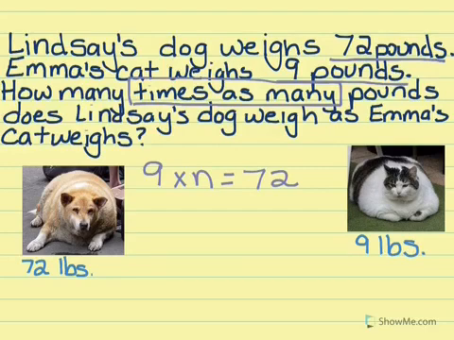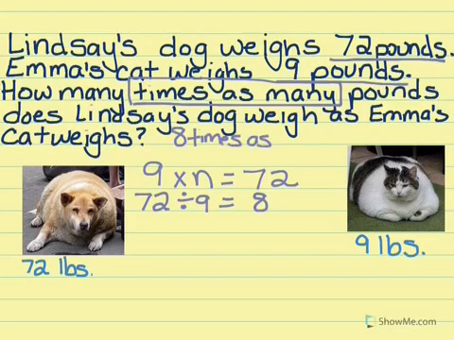I know I can use the inverse operation to solve this. The inverse of multiplication is division. So I can write my solution equation using division. I know from my math facts that 72 divided by 9 is 8. Therefore, Lindsay's dog weighs 8 times as much as Emma's cat.